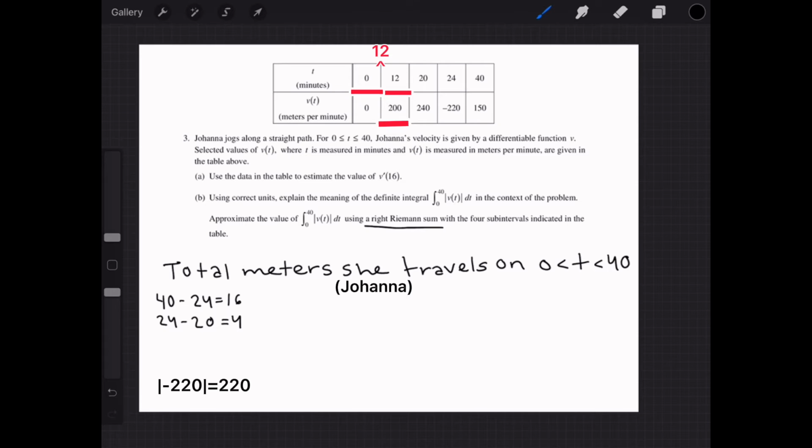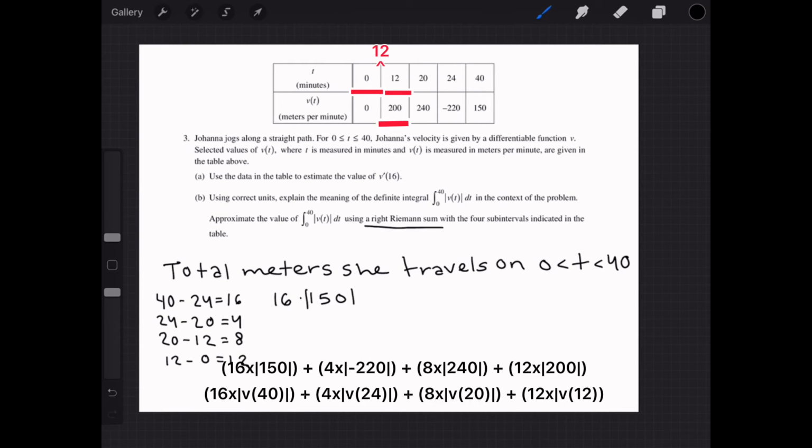We make negative 220 positive because we are working with total distance, which is the absolute value of v of t, so v of t will always be positive. Finally, 24 to 40 is 16, and we use the right endpoint of 150. Now, add up each of the individual multiplications, or the individual areas of each rectangle: 16 times 150, 4 times 220, 8 times 240, and 12 times 200.